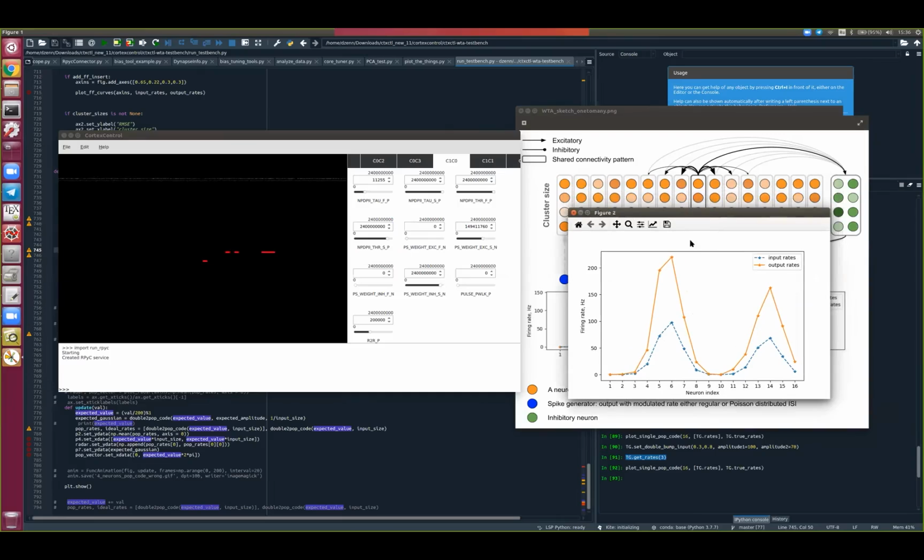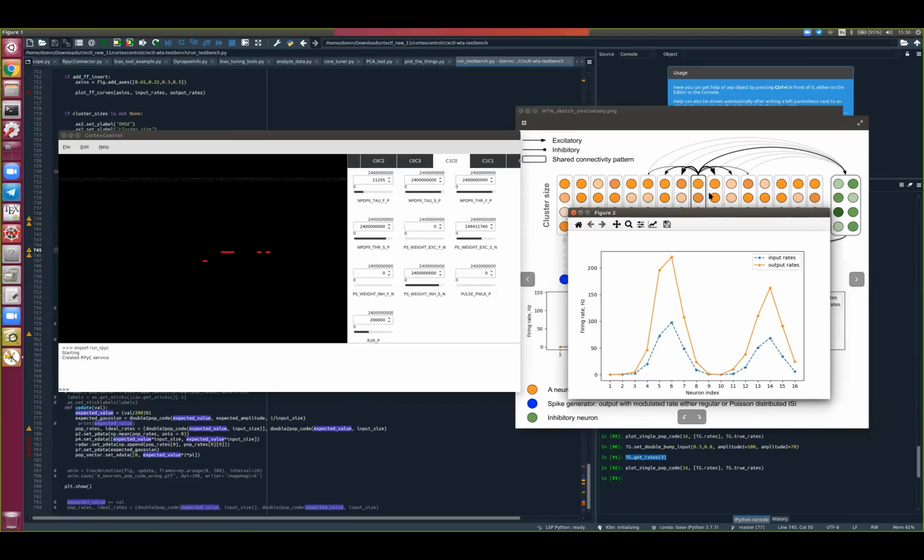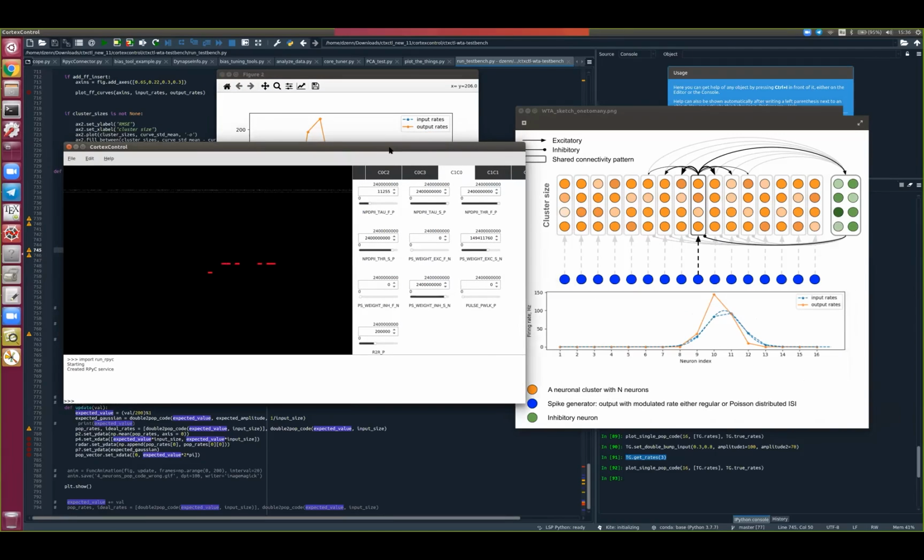Now it's turned off, just because I wanted to demonstrate what happens when I start enabling biases. So right now, only the input connections are active, the connections from the spike generator to the population of excitatory neurons, which is this red one.